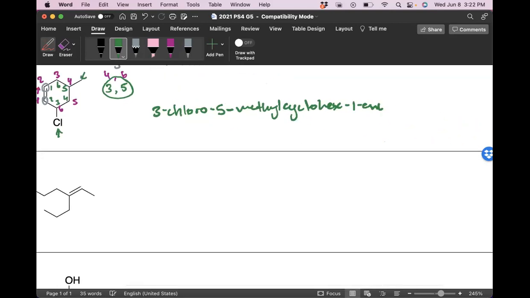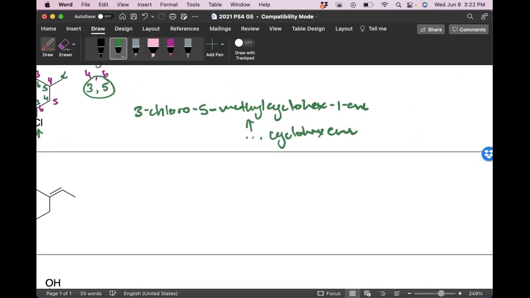And kind of like the alcohol, if you just write hexene without the 1, it's still acceptable, but it's a pretty bad habit to exclude the 1, because if it was a 2 or a 3, you would have to include that.